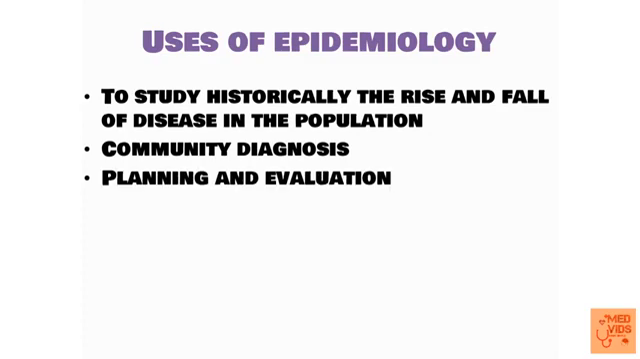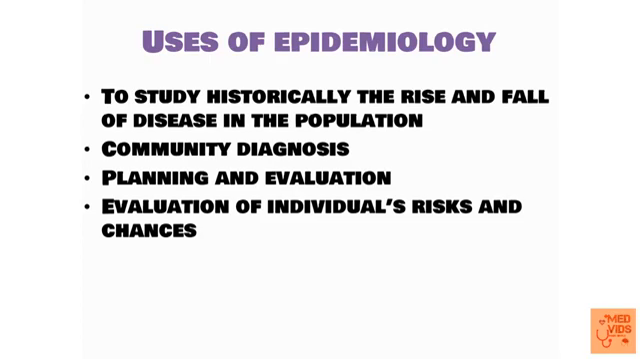And planning and evaluation is also possible with the help of epidemiology. We'll be able to create specific health plans for a particular community based on the problems which are present in that community. And evaluation of individuals' risks and chances is done with the help of epidemiology. So, for example, with the help of epidemiology, people were able to identify that smoking is a particular risk factor, a specific risk factor for lung cancer.